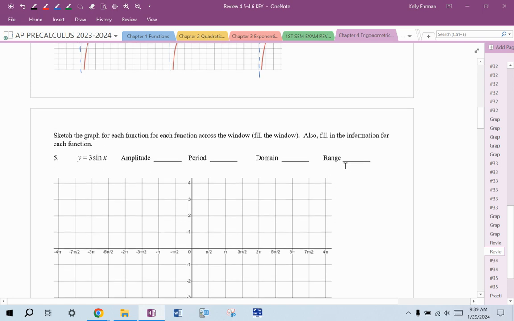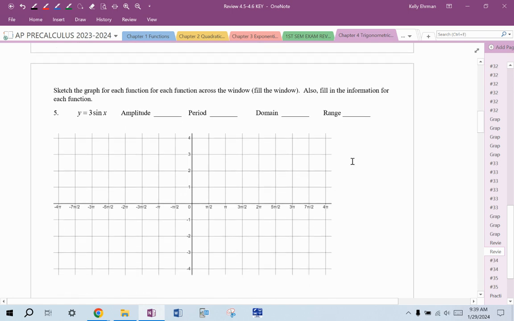All right, now the rest of our quiz, most of our quiz, will be sketching. So we're going to start off with some basic graphs, and then we'll ramp it up to the end where we have all of the transformations. So sketch the graph for each function across the window. Make sure you're filling the window. Most of you have been doing that for your homework, but some of you have only done a period or 2. So fill the whole thing, and then find all of the information.